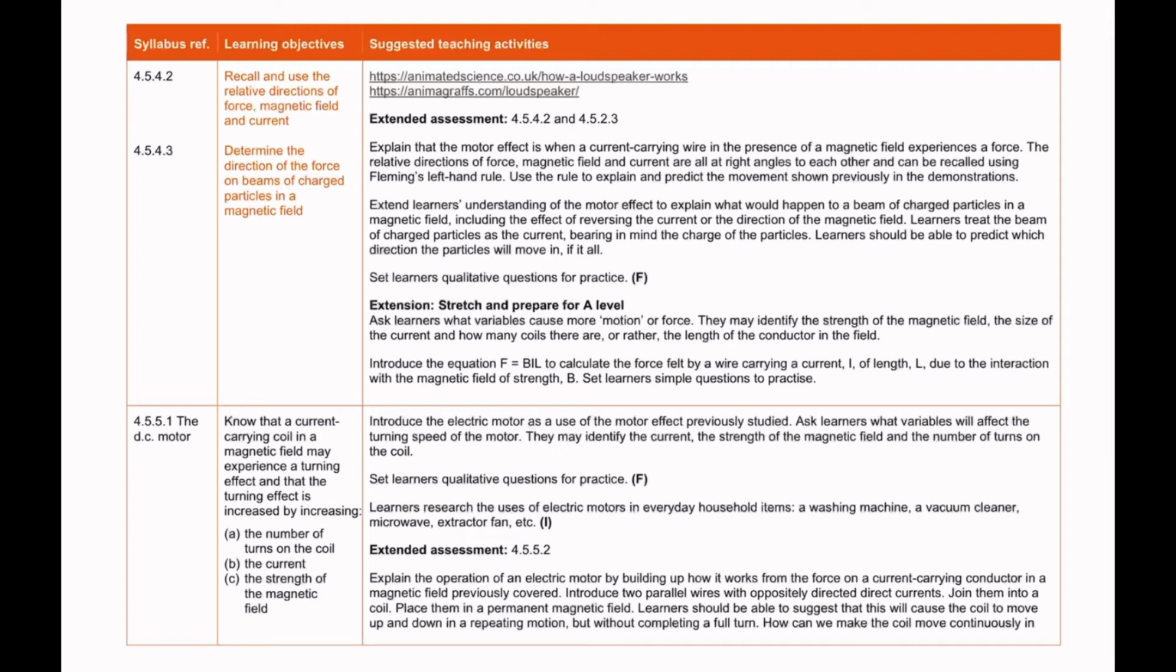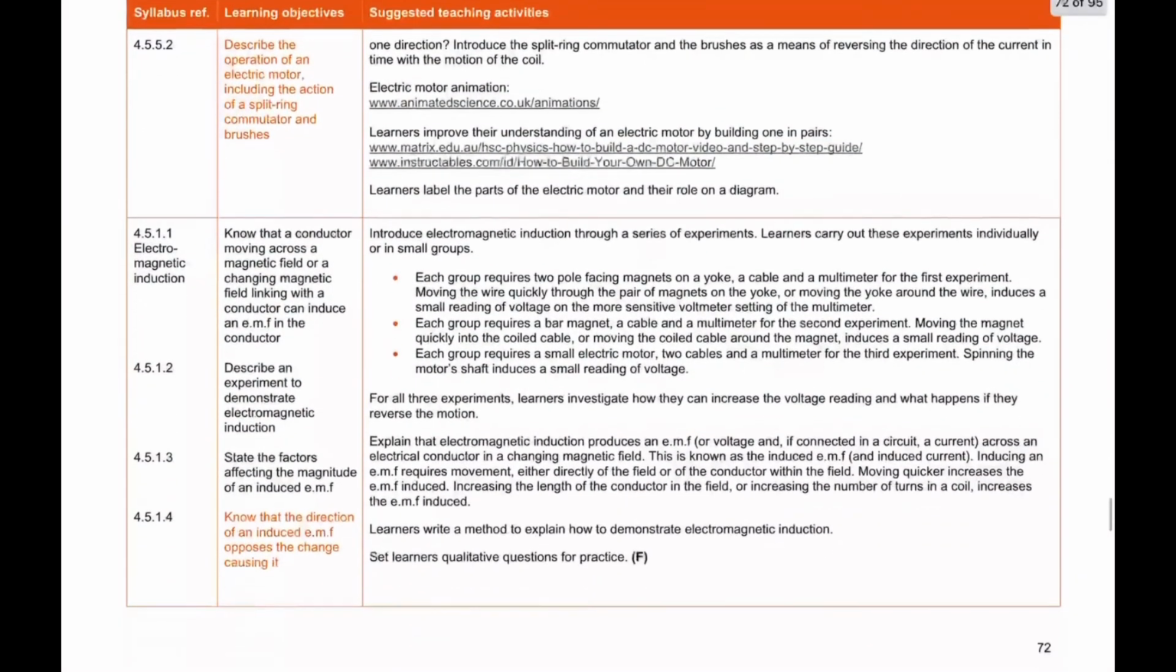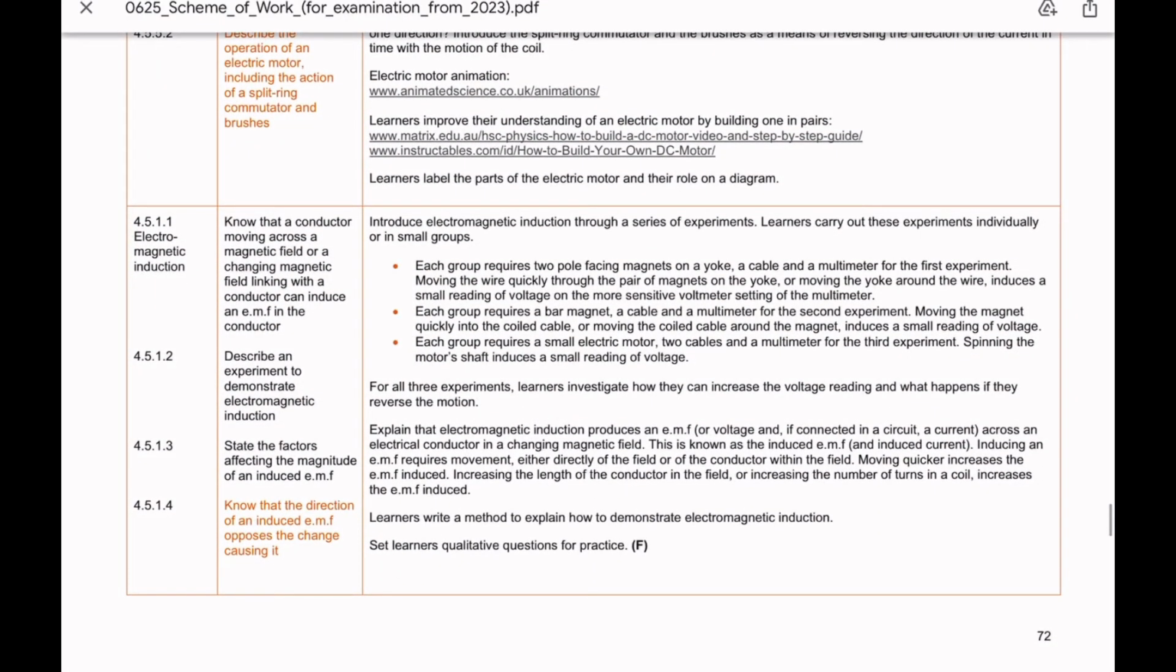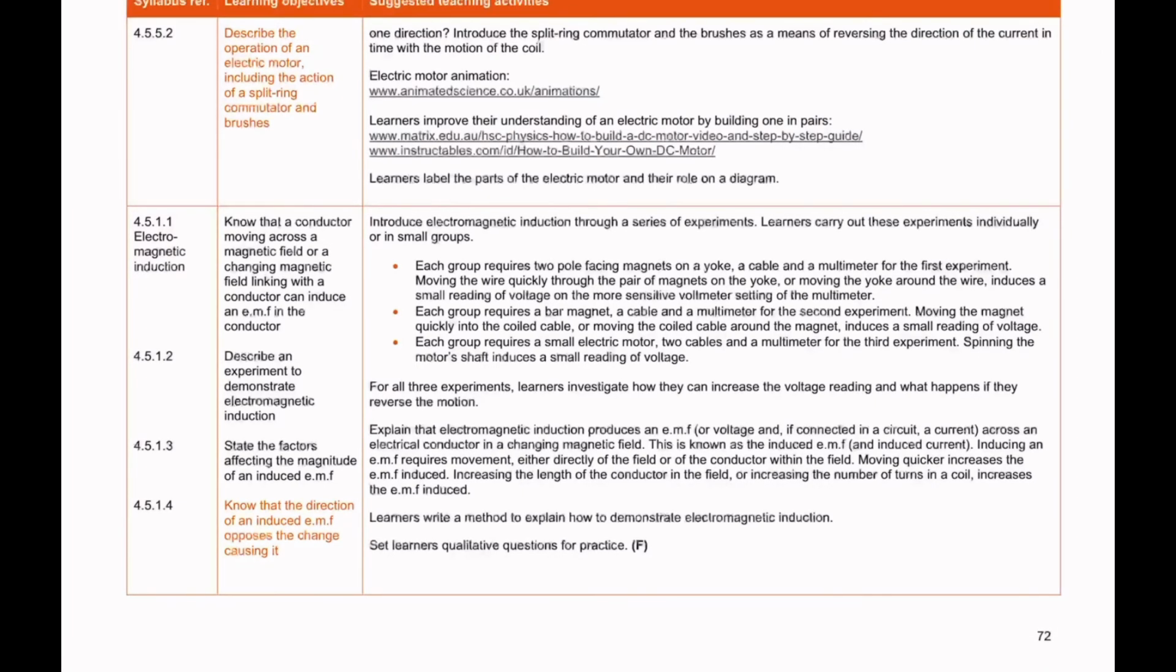Key concept 4.5.5.1 The DC motor. Know that a current-carrying coil in a magnetic field may experience a turning effect and that the turning effect is increased by increasing A. The number of turns on the coil, B. The current, C. The strength of the magnetic field. Describe the operation of an electric motor, including the action of a split-ring commutator and brushes.